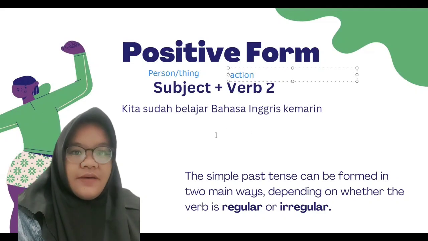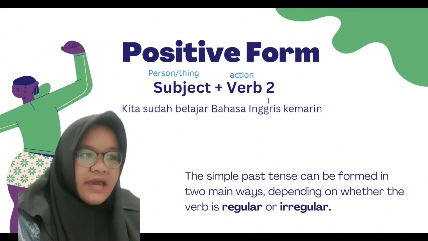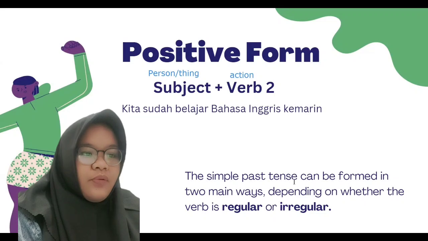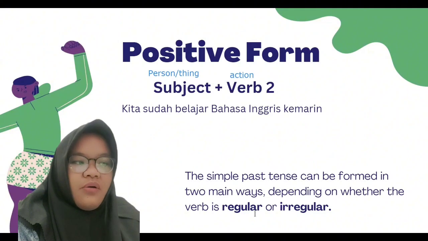Okay, now let's talk about the formula of simple past tense. First, for a positive sentence, the formula of simple past tense is subject followed by verb 2. Okay, but we have to remember the simple past tense can be formed in two main ways, depending on whether the verb is regular or irregular.